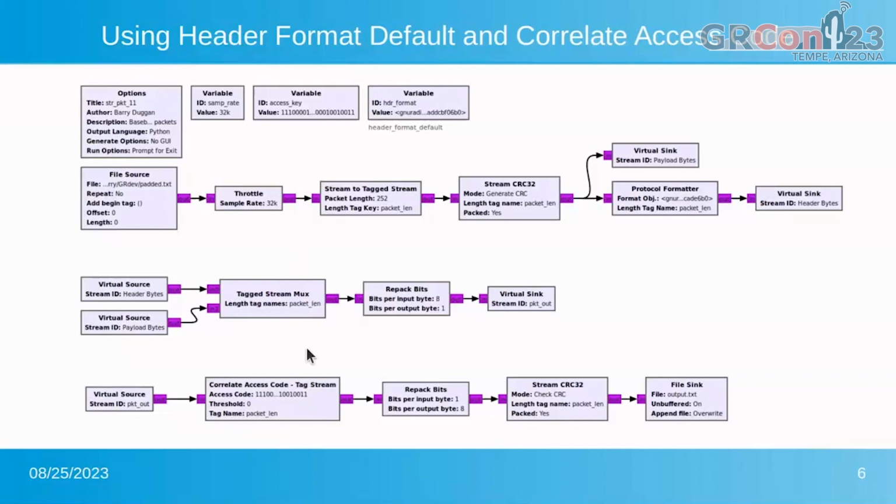Now the problem with this, it worked, but I had to pre-process the input file, because if this input file was not a multiple of the packet length, then the leftover part of the file would be hanging in this stream to tagged stream buffer, waiting for the rest of the packet. And this particular one was set up for a packet length of 252. So if I preprocessed this file, I could pad it out to multiples of 252, and this would work, but that's not a very good approach.